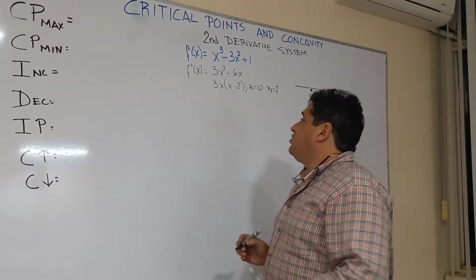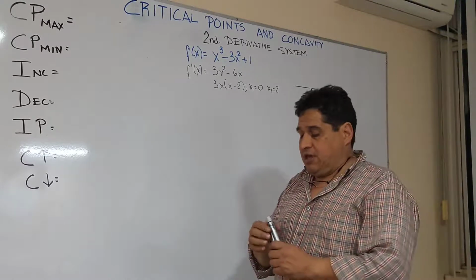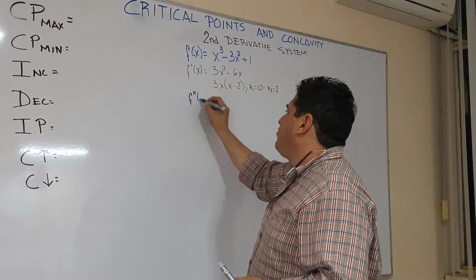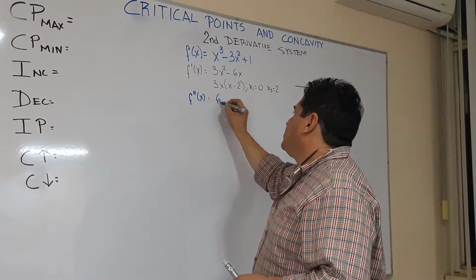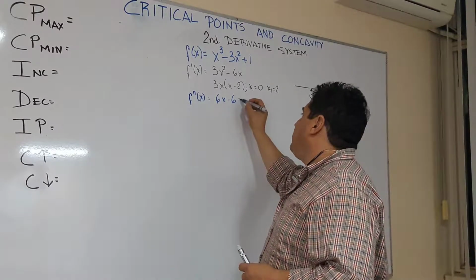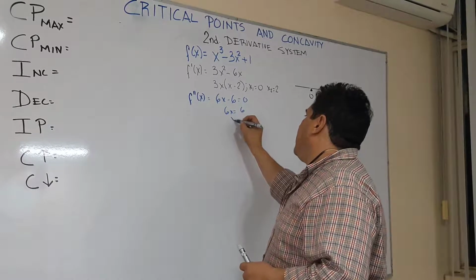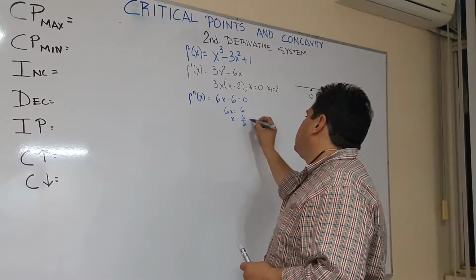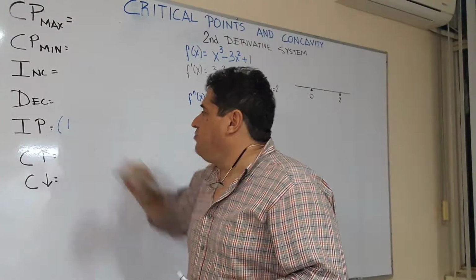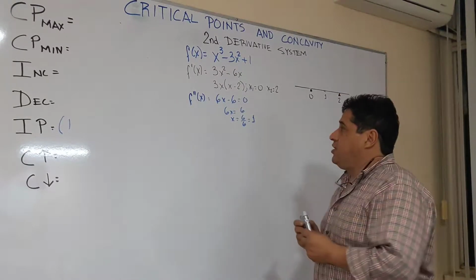Now, to be able to get my inflection point, I have to get my second derivative. So my second derivative, f double prime of x, equals 6x minus 6. If I set it equal to 0, I get that 6x equals 6, so x is going to be equal to 6 over 6, which equals 1. And that's going to be my inflection point. So I'm going to have a 1 someplace around here.